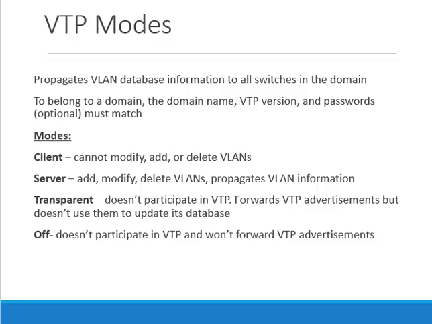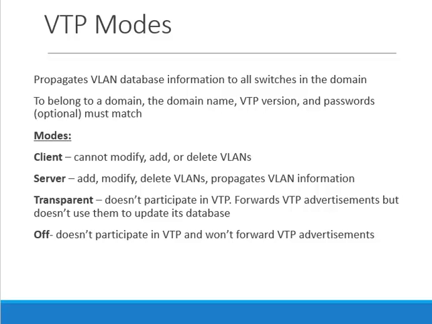In client mode, you can't modify VLANs, you can't add them, you can't delete them. It just takes the information from the server that's advertised out and updates its VLAN database accordingly. In transparent mode, the switch doesn't participate in VTP, but it will forward VTP advertisements. It just won't use them to update its own VLAN database. And remember, the VLAN database is saved in Flash. That's the vlan.dat file. It's not saved in your running config or in NVRAM. It's saved in Flash.